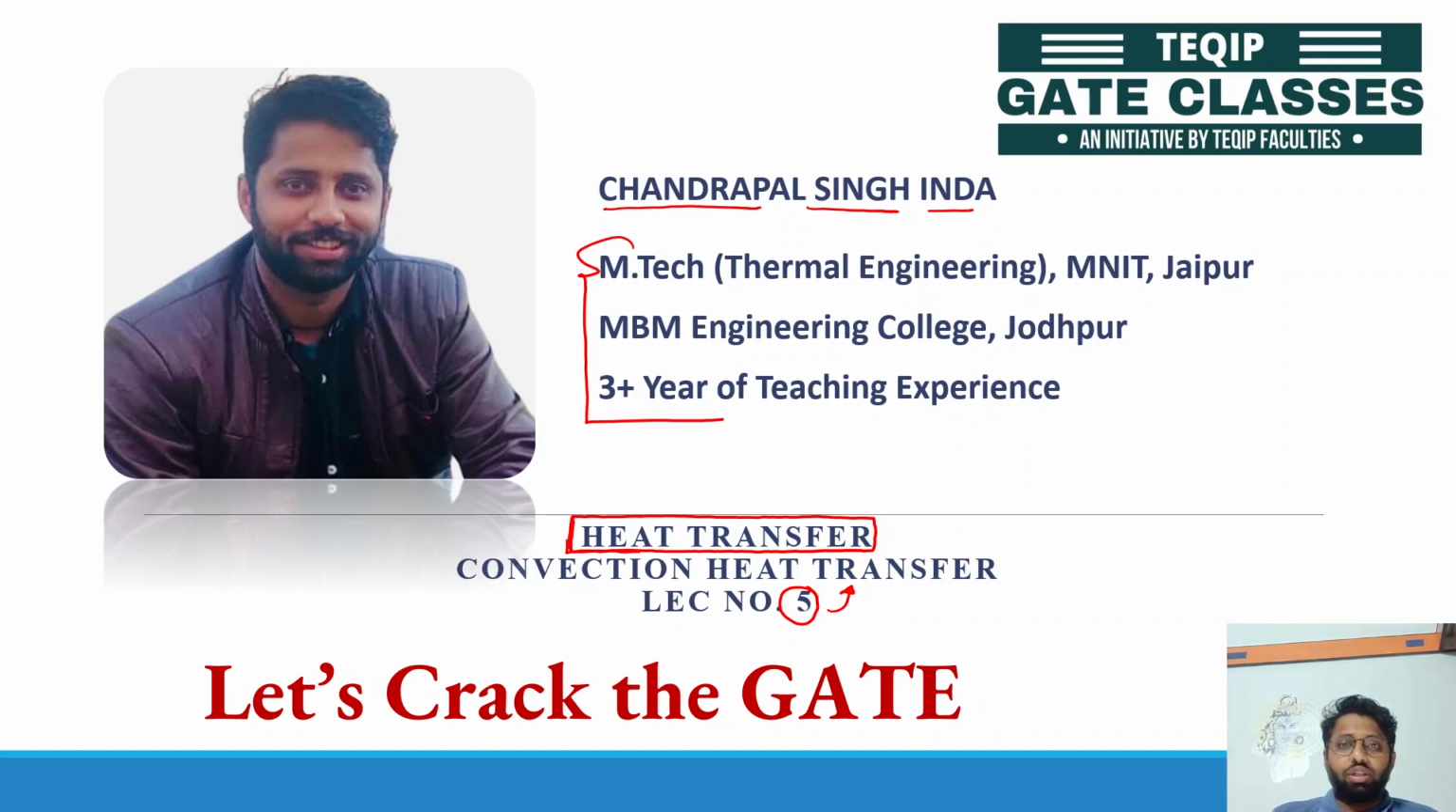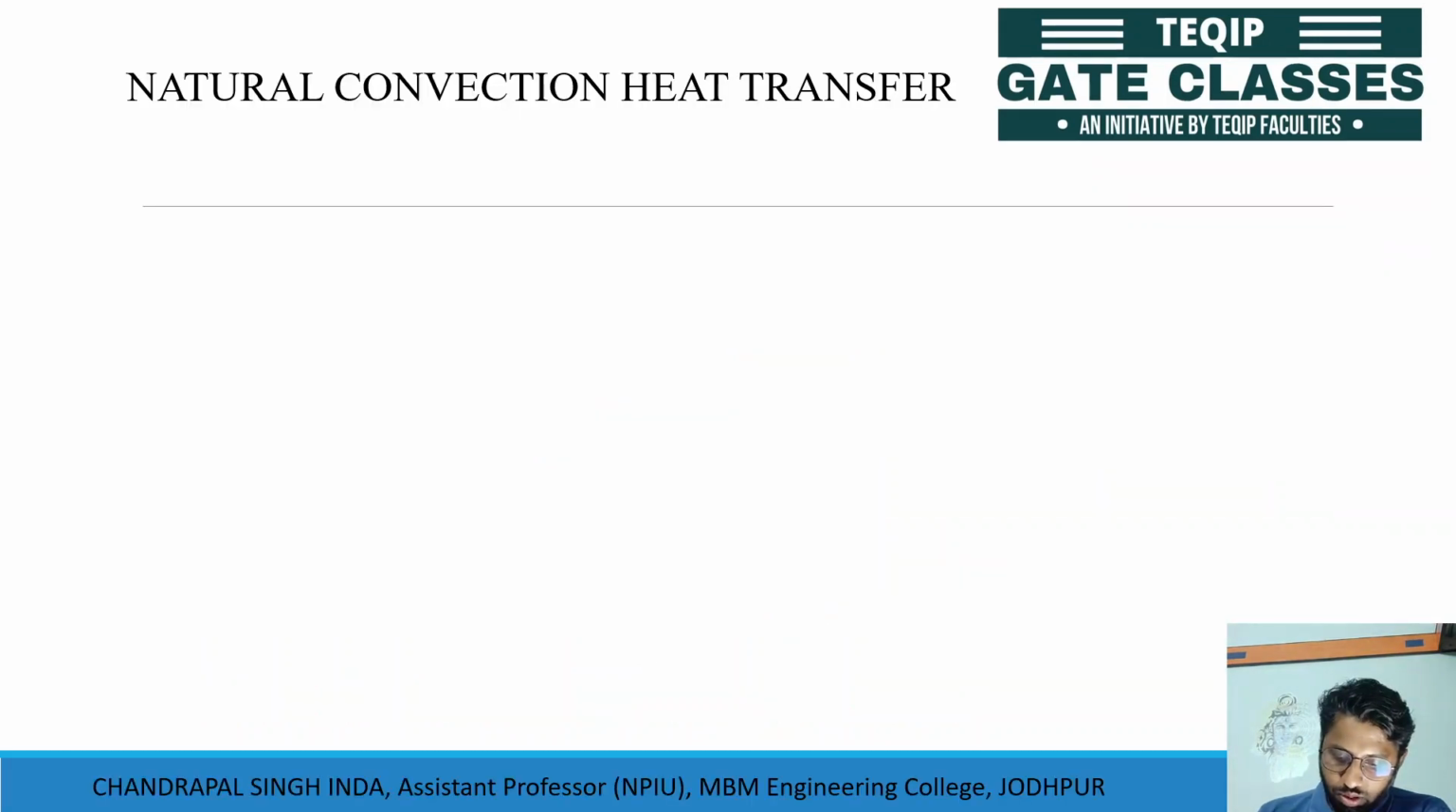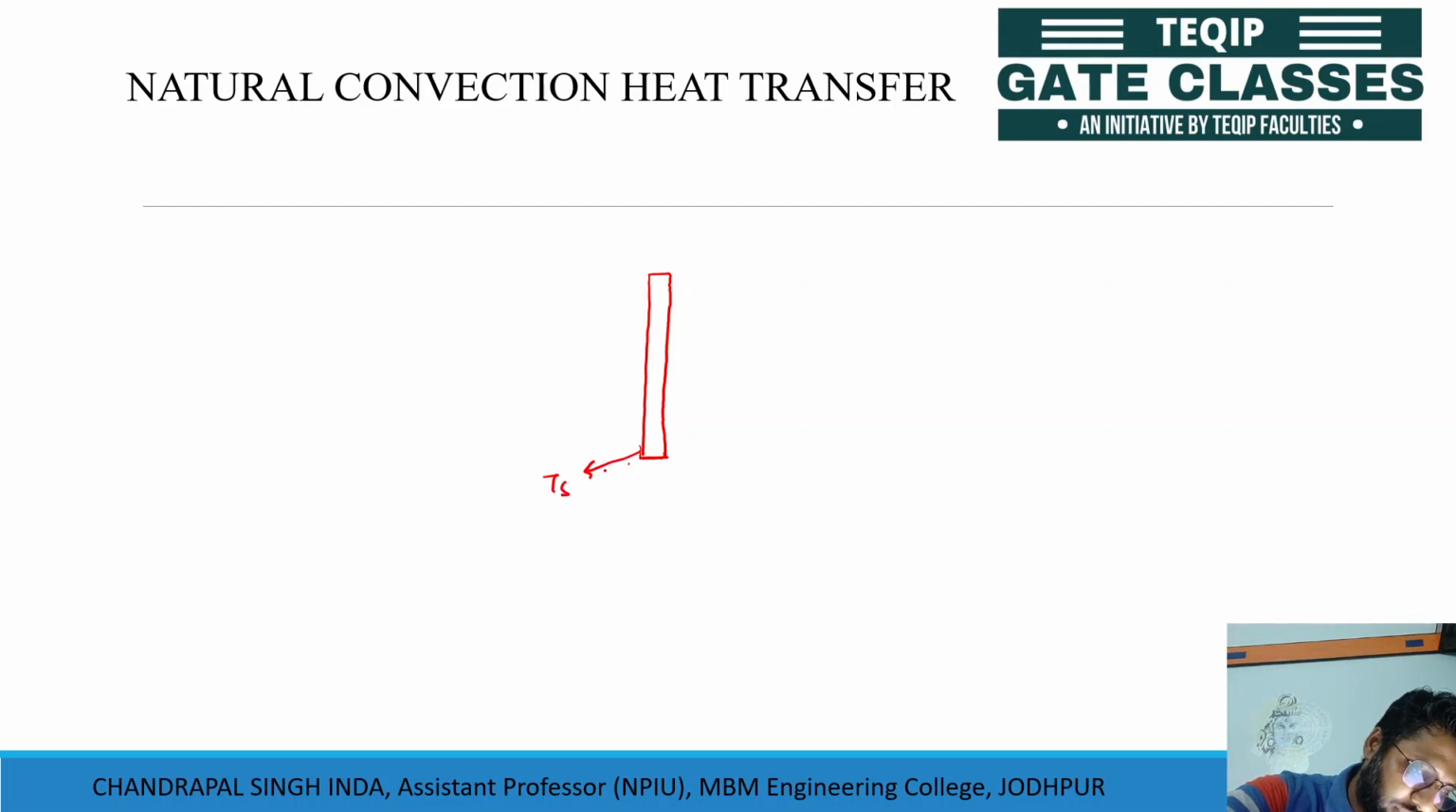For the natural convection, our aim will be to find the physical parameters available in the natural convection system as we have found in the forced convection system. So let's have the understanding of the natural convection system. To identify the physical parameters present in the natural convection system, let's consider an example of a vertical plate, and that plate is maintained at a temperature Ts and having a length L.